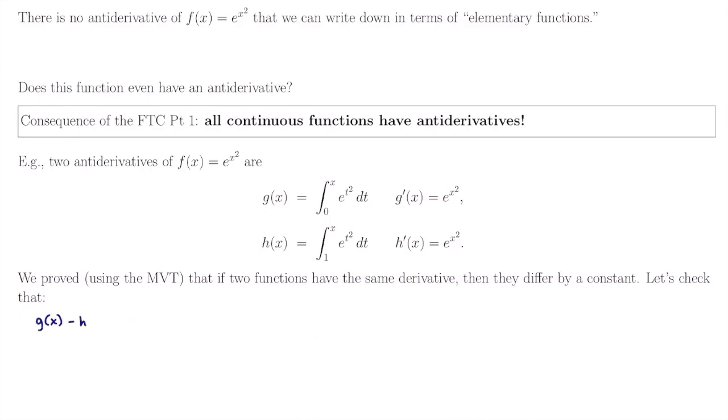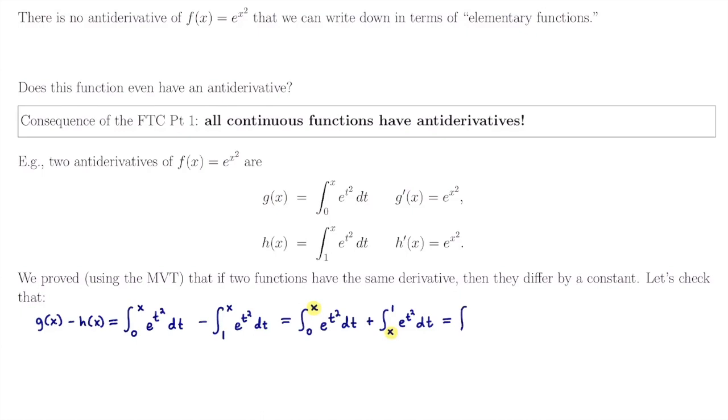What is g of x minus h of x? That's going to be g of x, which is the integral from 0 to x of e to the t squared dt, minus h of x, so that's the integral from 1 to x, e to the t squared dt. Let me flip the bounds on that second integral. So we can say that's actually plus the integral from x to 1 of e to the t squared dt. Now we can actually put those two integrals together because the upper bound of one is the lower bound of the other. And we get that g of x minus h of x is the integral from 0 to 1 of e to the t squared dt.